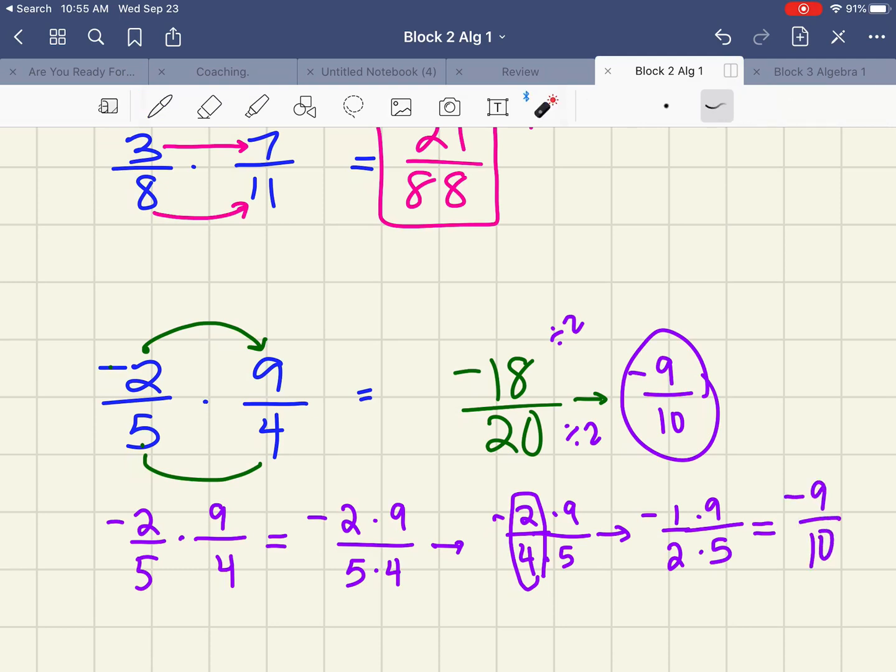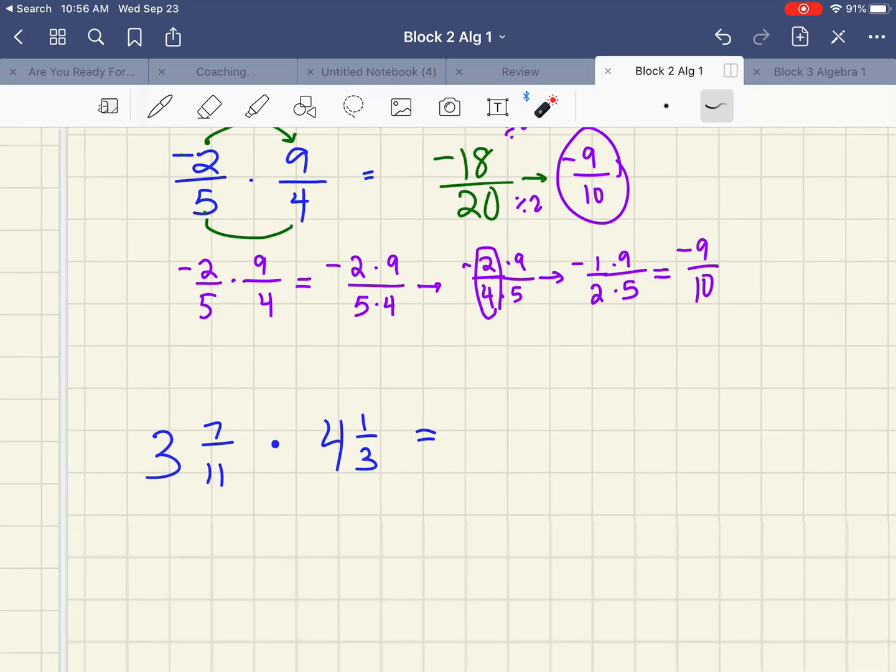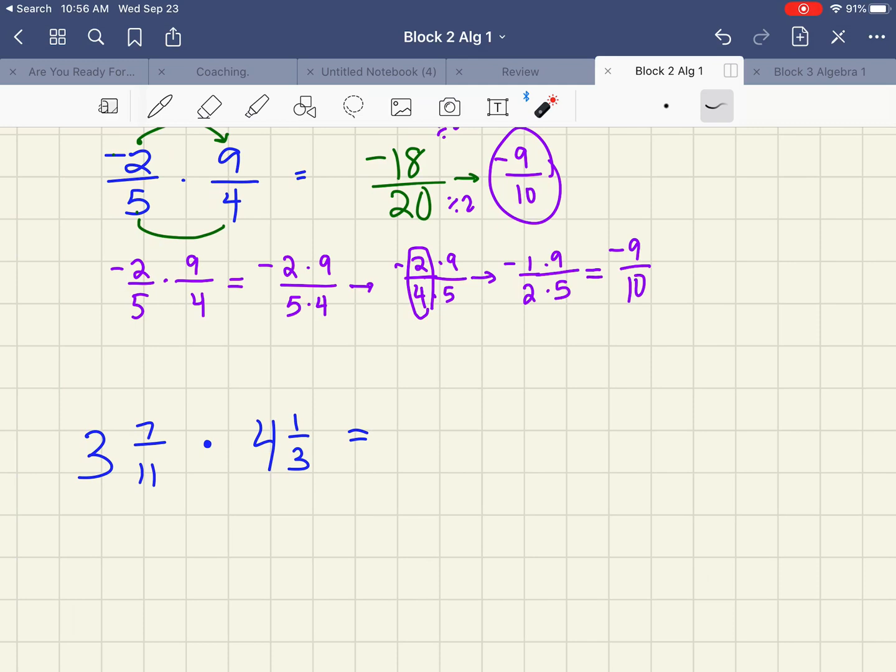So now I'm multiplying the top and multiplying the bottom, and I get the same answer, except I did the reducing along the way, which is my preference, especially when we start to deal with bigger numbers. Now, this is not a tough one to reduce, but sometimes people struggle with recognizing what the common factor is, and it's easier to do when you have the smaller numbers.